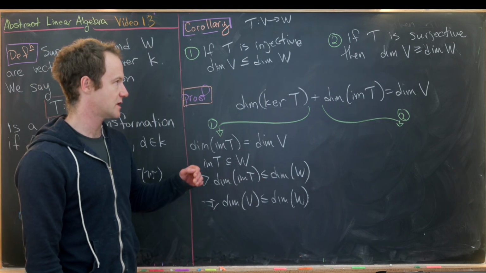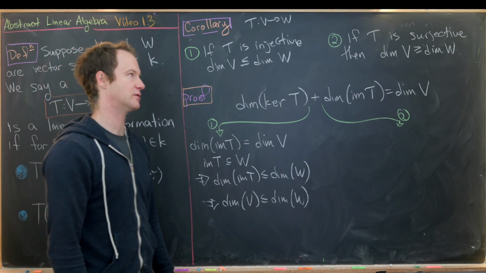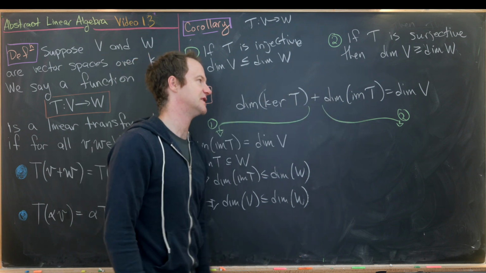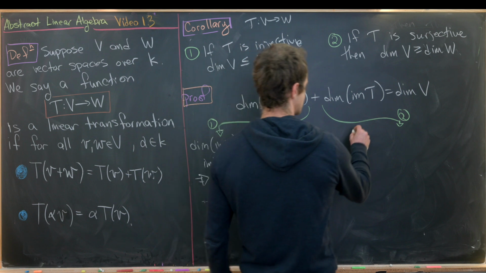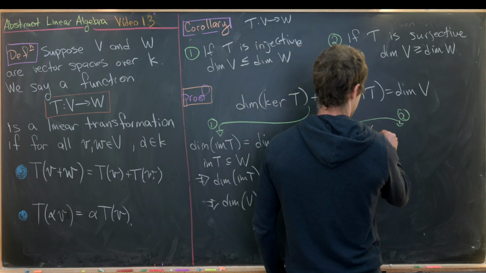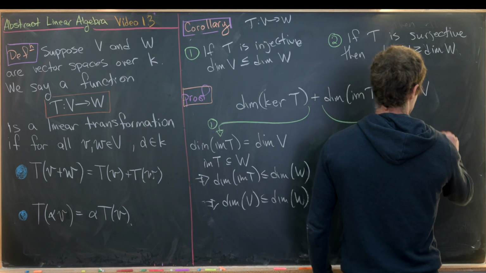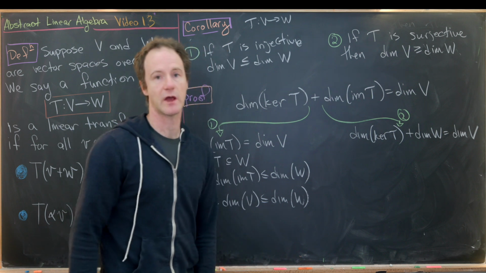Now let's do this other one. If T is surjective, then the dimension of V is bigger than or equal to the dimension of W. So if T is surjective, the image of T is all of W. That means this equation turns into the dimension of the kernel of T plus the dimension of W equals the dimension of V. Okay.